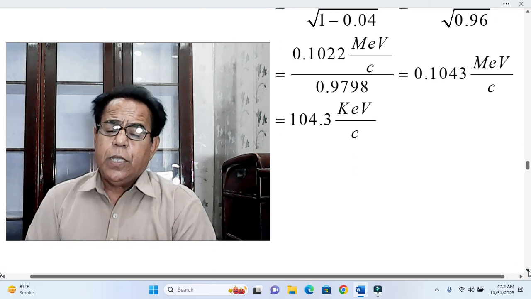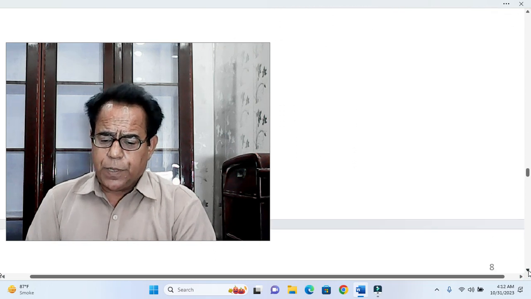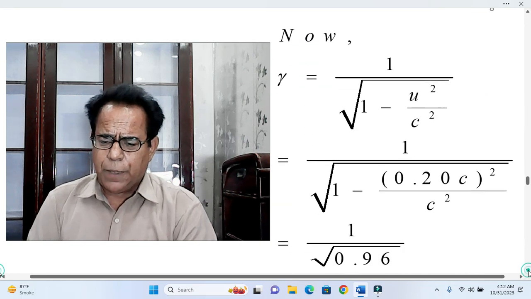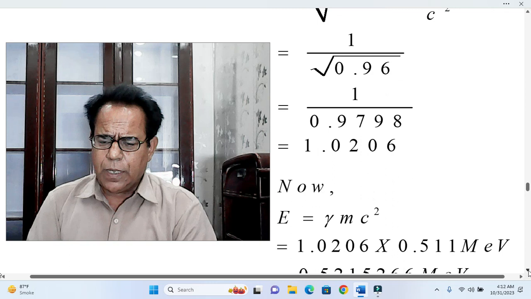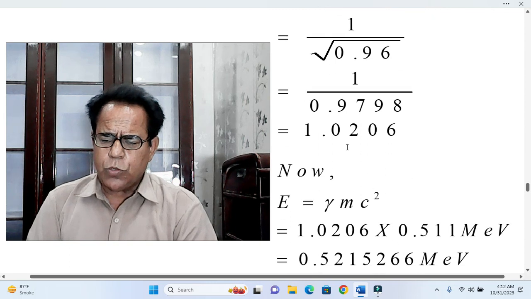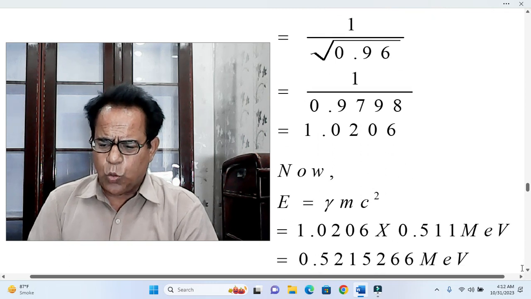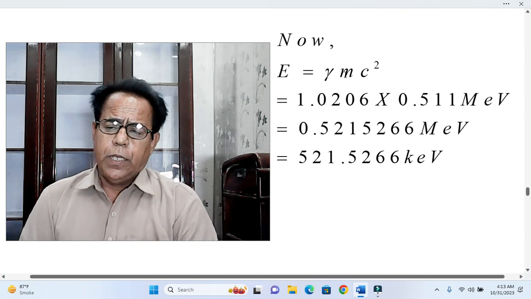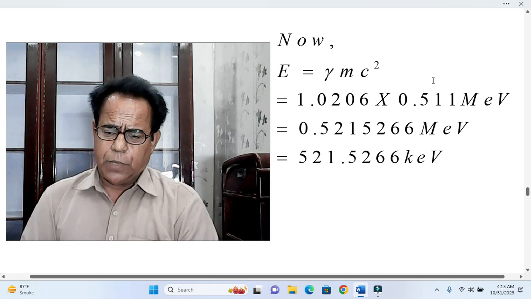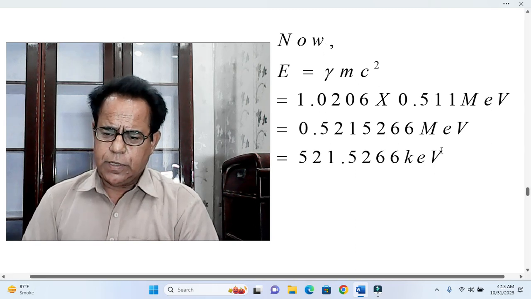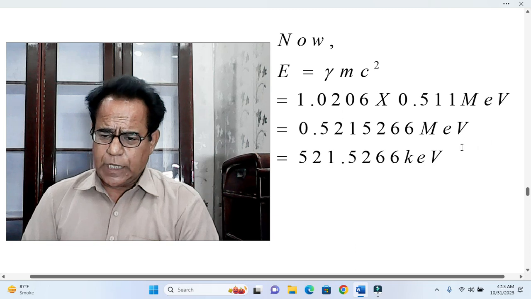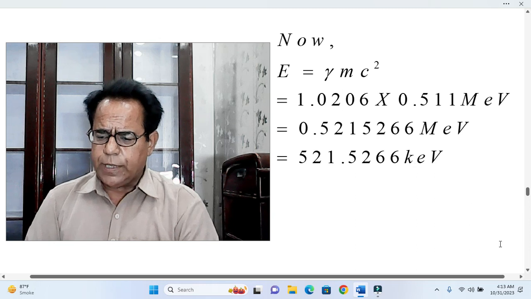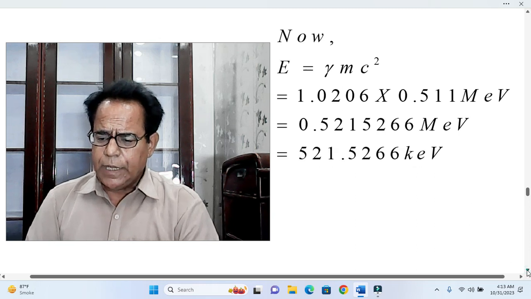Okay, now we are moving to the next part in which we are trying to find out the value of Lorentz factor gamma. So Lorentz factor gamma has become equal to 1.0206. Now we are going to find out the total energy. Total energy is equal to gamma mc square. The value of gamma has been calculated above, and this is the value, this and this. So total energy has become equal to this million electron volt, and we have converted it into kilo electron volt. This last step is not necessary, it is a matter of discretion.